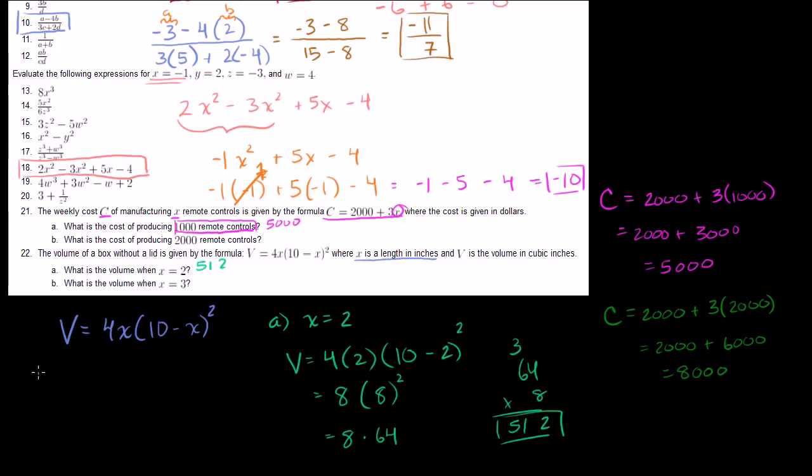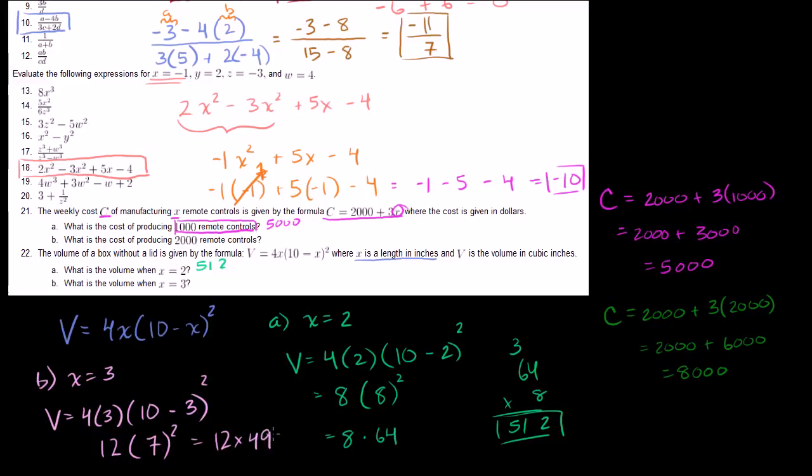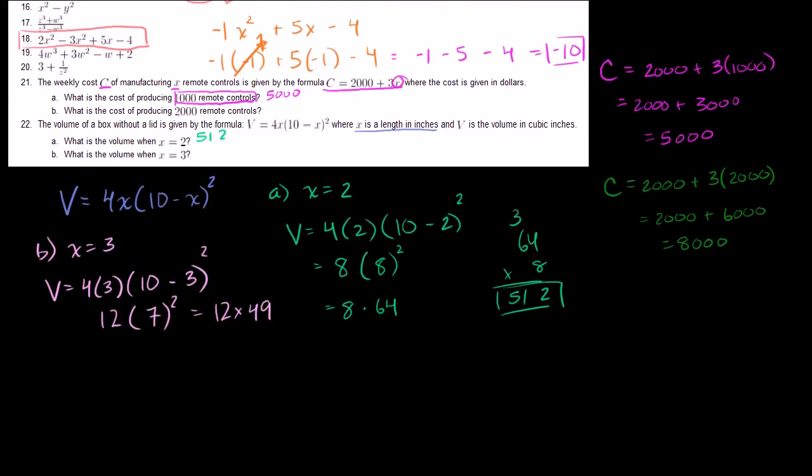I'll do it here in pink. B, when x is equal to 3. Then the volume is equal to 4 times 3. X is equal to 3 now, times 10 minus 3 squared. 4 times 3 is 12, times 10 minus 3 is 7 squared. So it's equal to 12 times 49. And just to get the exact answer, let's multiply that.